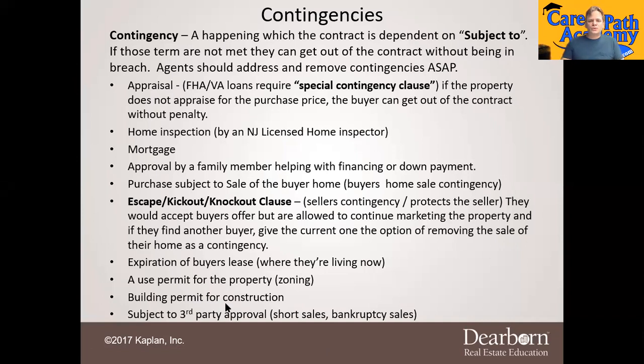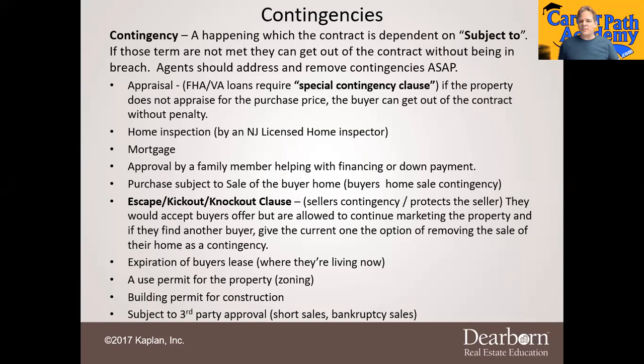It's subject to an approval. Here's an example: an approval from a family member that may be helping out with the financing or down payment. This is a common one. You guys need to ask this question when buyers are filling out the contract, or even before that, when you're showing houses. Is there anybody else's approval we need to get? Is there any family member helping you out with the down payment, where you're not going to be able to go through this purchase unless you get their approval first? That's an important question to ask.